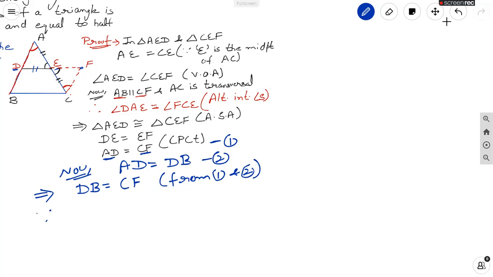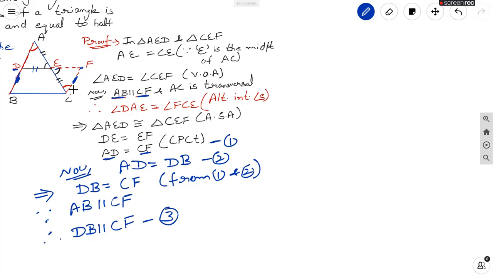Now because AB is parallel to CF, can I say that DB is also parallel to CF? Therefore, DB is parallel to CF. Say equation number 3. Right. Now you can see that DB is equal to CF. DB is parallel to CF.